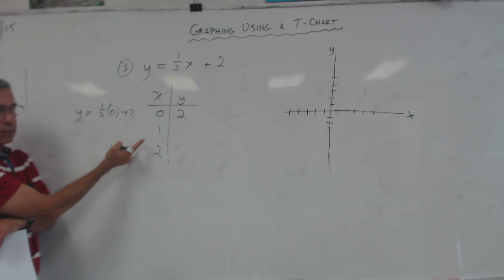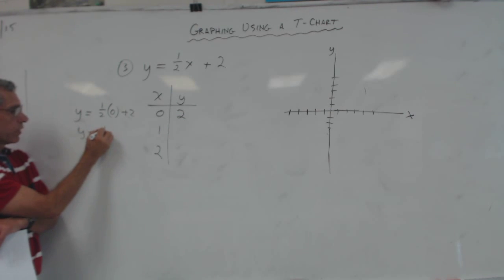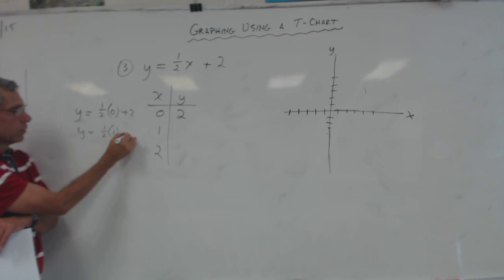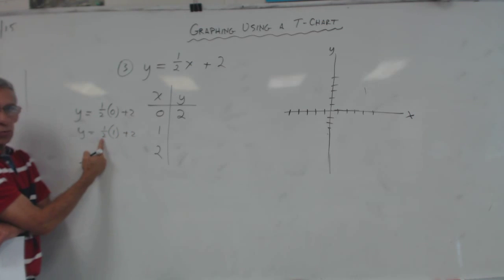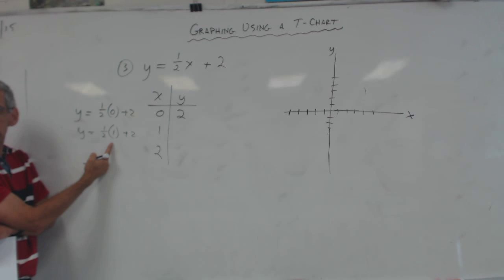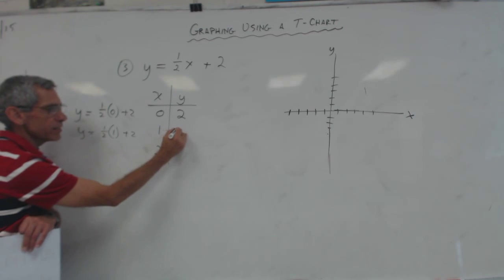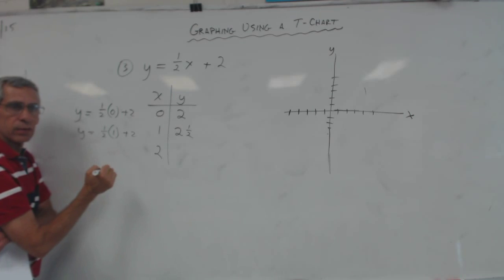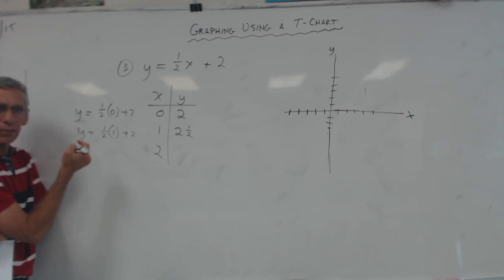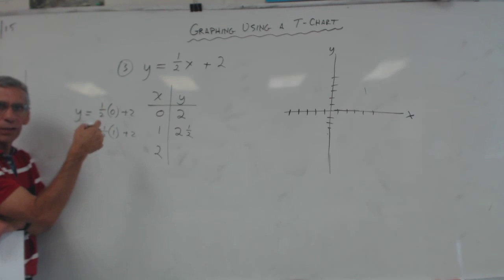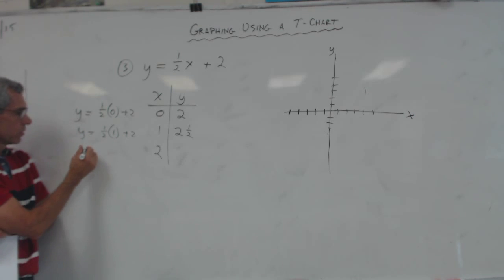But now let's look at the next one. Y is equal to 1/2 times 1 plus 2. What do I get? What's 1/2 times 1? 1/2, right? What's 1/2 plus 2? 2.5. So that's not too bad. I could do that. I can plot 2.5 pretty easily, right? I just go halfway between two corners, right?